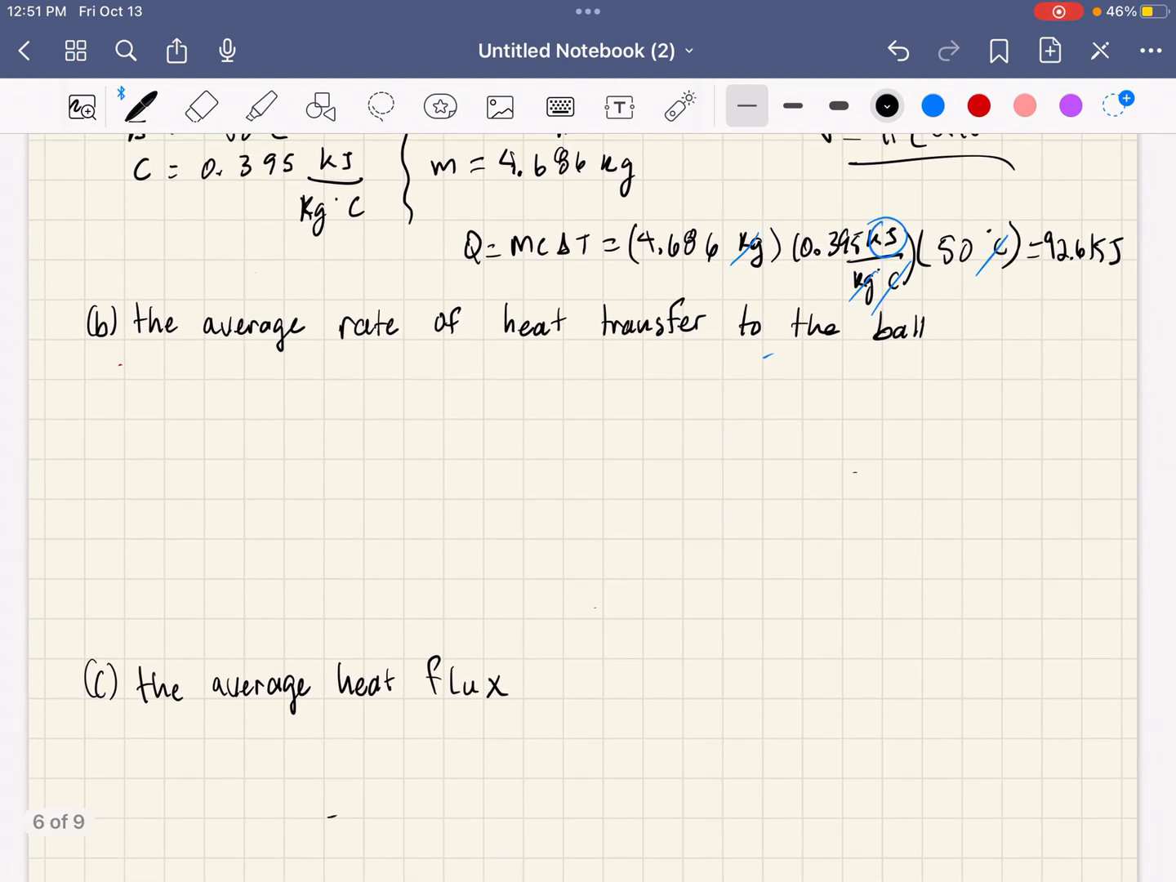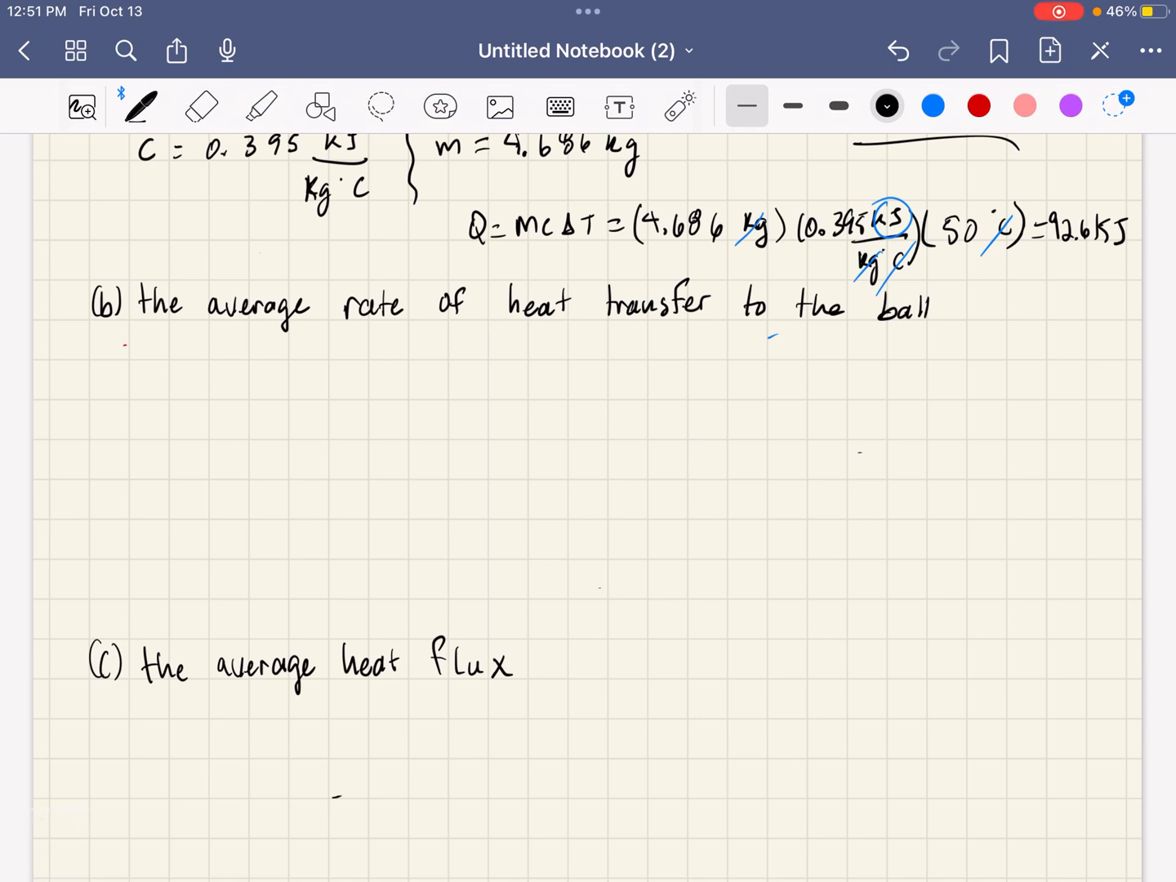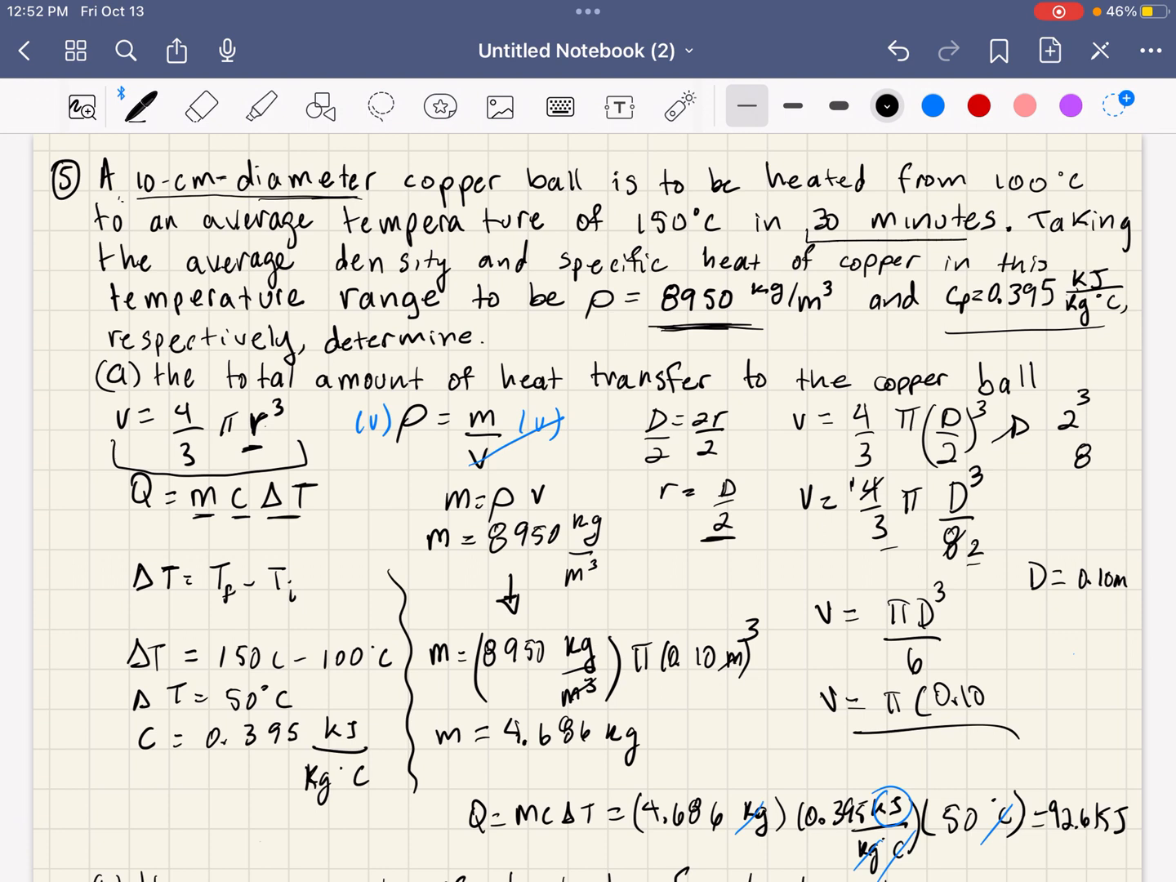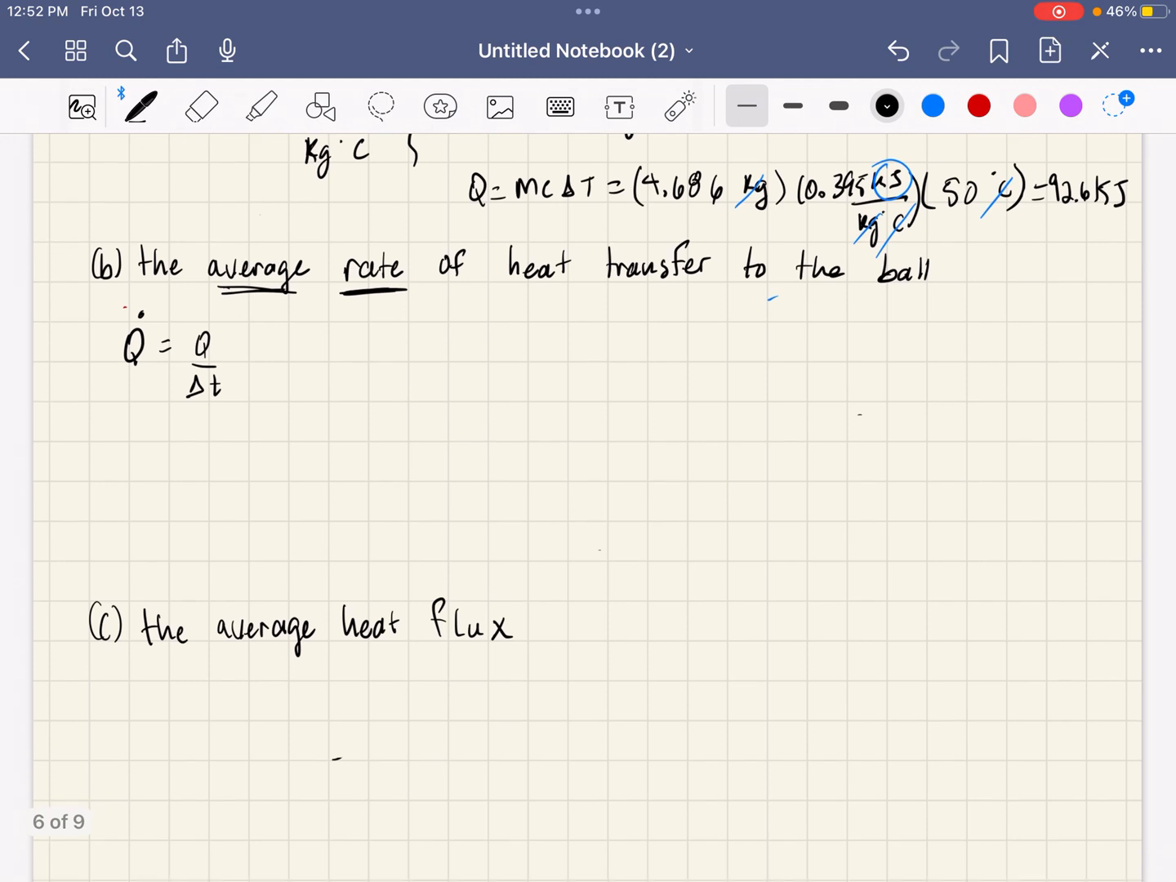Now for part B, we want to find the average rate of heat transfer to the ball. What we're looking for in here, keyword, is the rate. Okay. We already know that the rate is going to have to do with the energy transfer that we just found over a period of time. And if we read the problem again, we are given that this is happening within 30 minutes. So before we do anything, let's convert that into seconds. Okay, so 30 minutes.